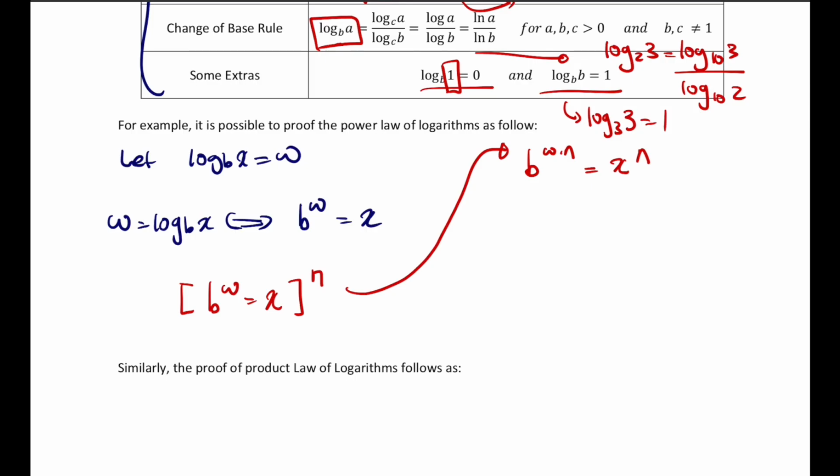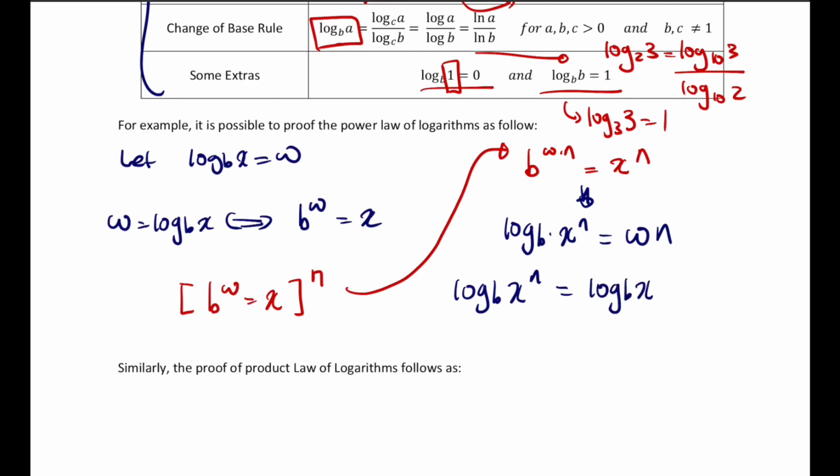Then if I rewrite this in logarithm format, it is log b of x to the power of n equals wn, and we do know that w is the same as log b x, right? So it has this n in front of it. So we have just proved that the power rule makes sense.